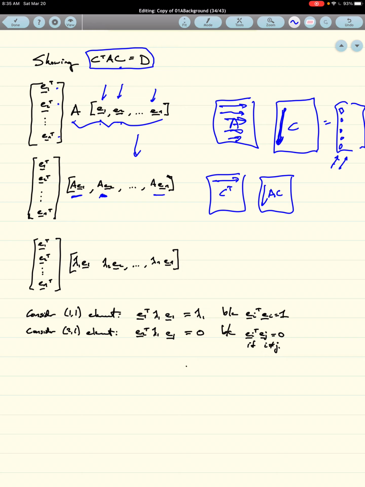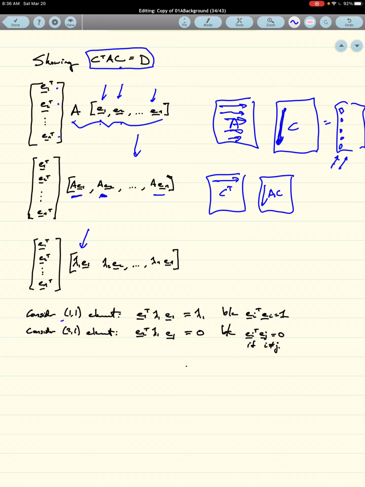What is A times E1? Well, A times E1 is lambda 1 times E1, because E1 is the eigenvector for A. It has corresponding eigenvalue lambda 1, and so I can replace the A in this expression with the corresponding eigenvalues. And then we can do our matrix multiplication. Again, what I've got to do is go across here and down that one.